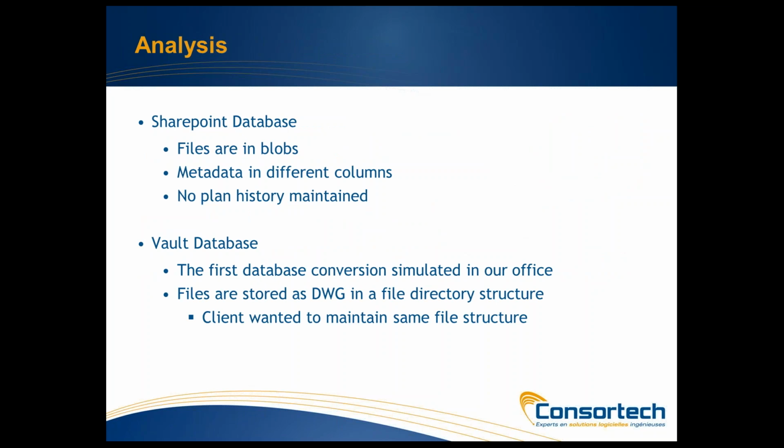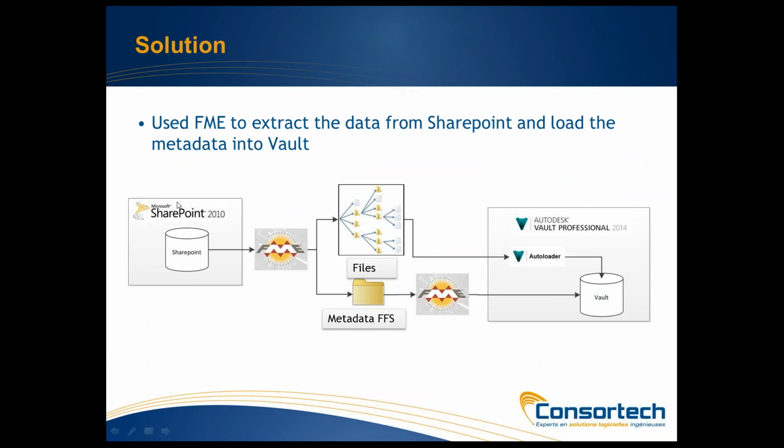Very quickly, I won't go through all of this in the interest of time, but in the SharePoint database, the files are actually stored in the database as blobs. So I used FME to extract the files from there and write them to a file system, and then we loaded the metadata that we pulled out from different columns in the SharePoint database to feed the Vault database. Basically, we extracted the files themselves and wrote them to a file system, as you see here on top. At the bottom here, FME was also used to write a temporary file in FME's format, an FFS, which was then pulled into another FME workspace that restructured the info and sent it into Vault.